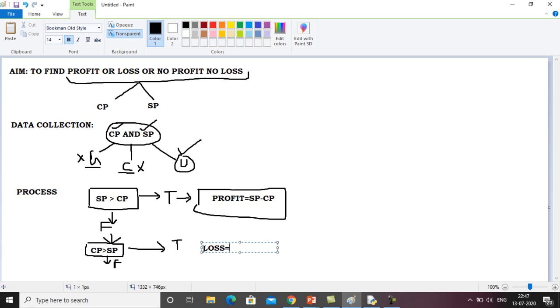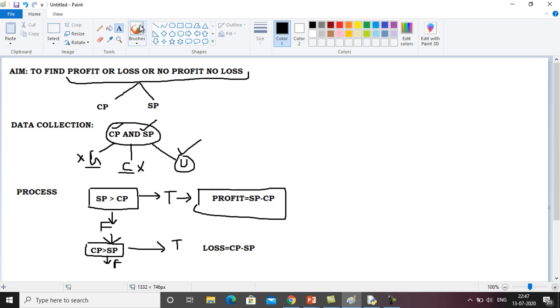Okay, and how will the loss be calculated? When we subtract the selling price from the cost price, we get the loss amount. Okay, and what will be the third case? Suppose the cost price and selling price are both the same.